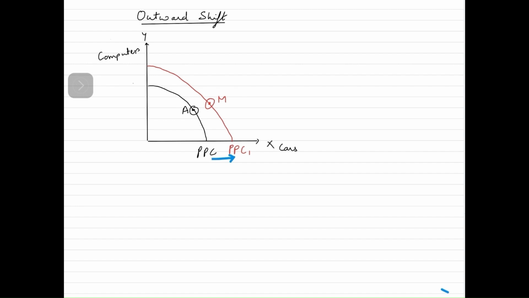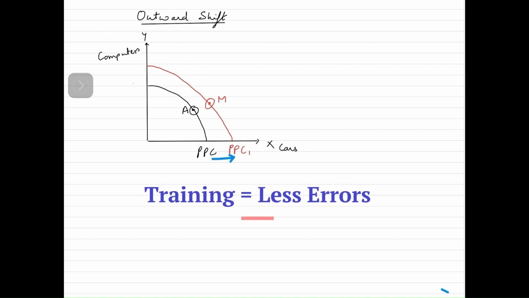What the government can do to ensure that the PPC curve shifts outwards. So government can take up investing in education and training. So when the citizens of the country are educated, they are skilled, they can do their jobs more efficiently. There would be a whole lot of reduction in errors and wastages, and that would help the whole economy.